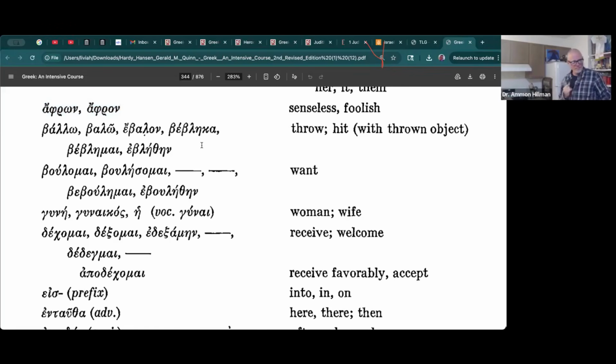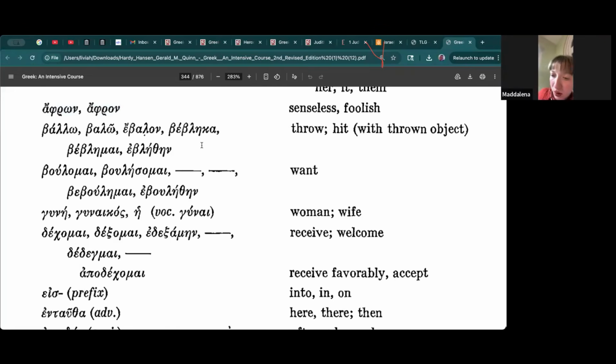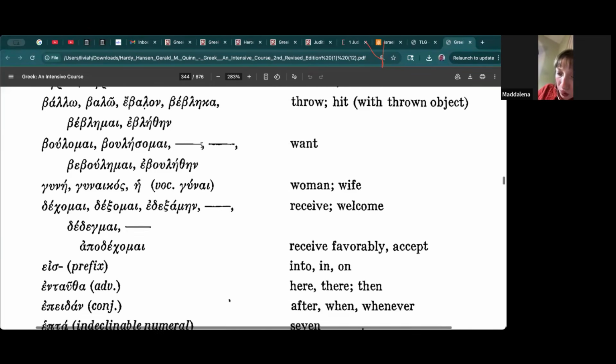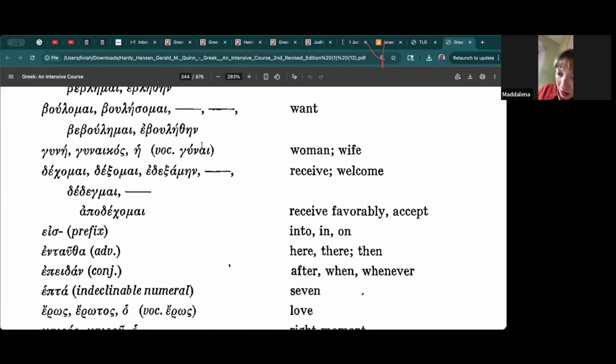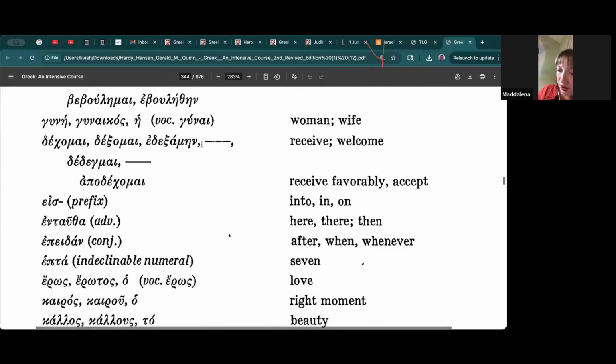Go. Ballo, ballo, ballo, beblēka, beblēmai, eblēthēn. How to throw or hit with an object. Boulomai, bouleusomai, bebouleumai, ebouleuthēn. To want. Gunē, gunaikos, woman, wife.